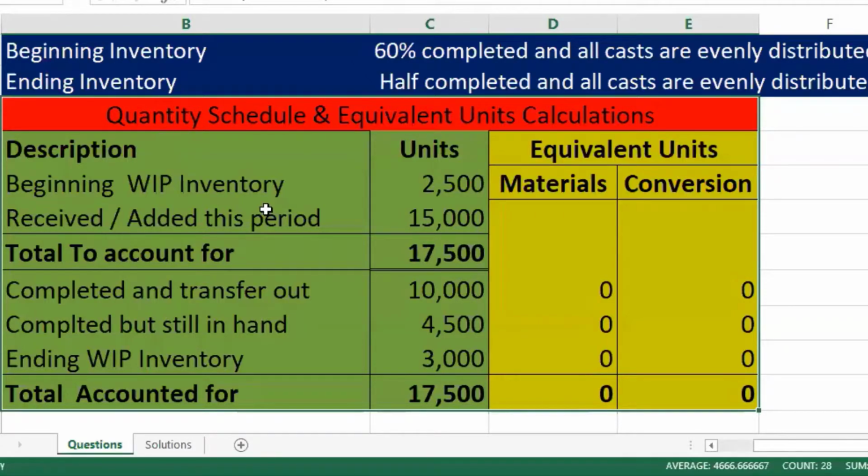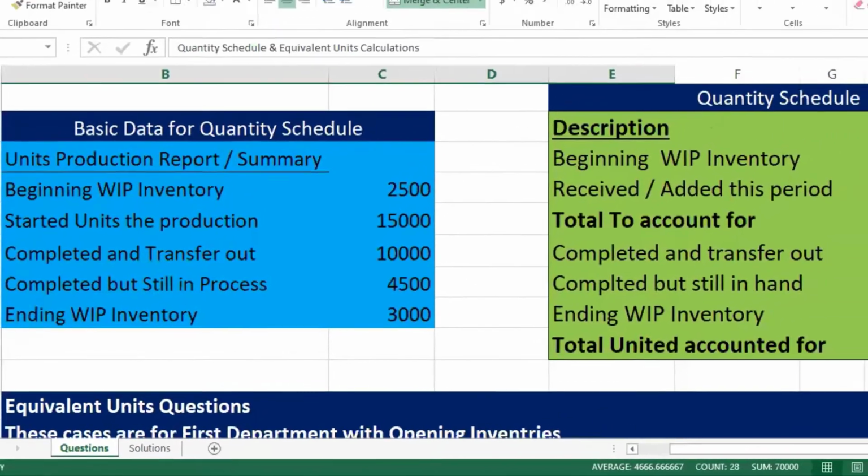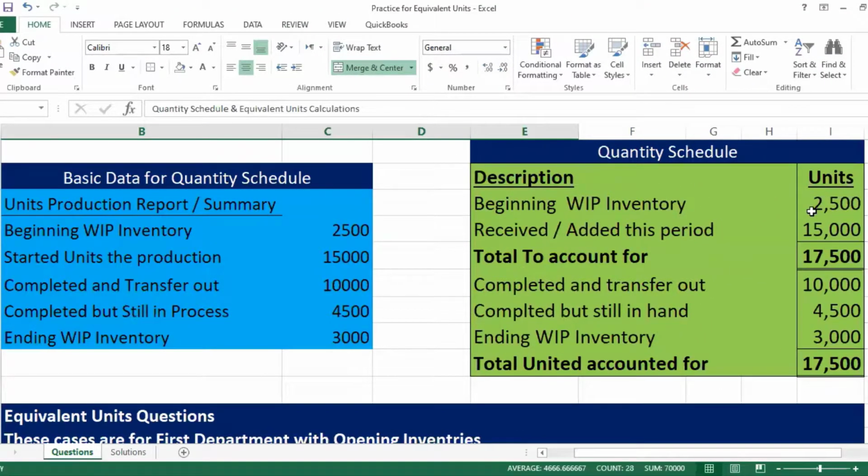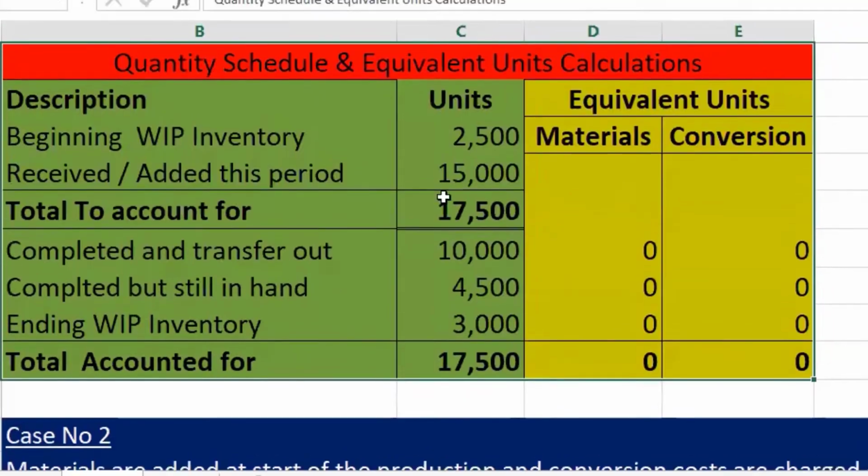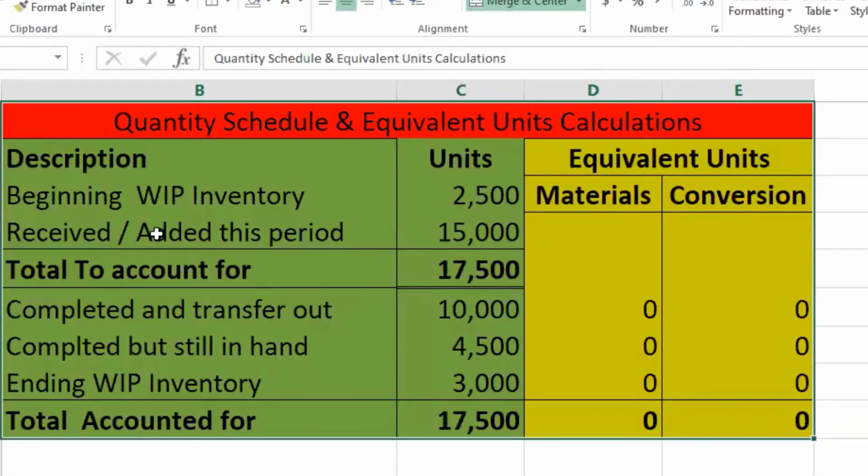Number one, quantity schedule. I have already explained the quantity schedule, and I have repeated these headings in this table. So this is description, units, beginning work in process, received, added this period, completed and transferred out, completed and still on hand, ending work in process inventory. So all these are the headings which have been used in the above table. I have repeated this. Then the second one is equivalent units calculations.